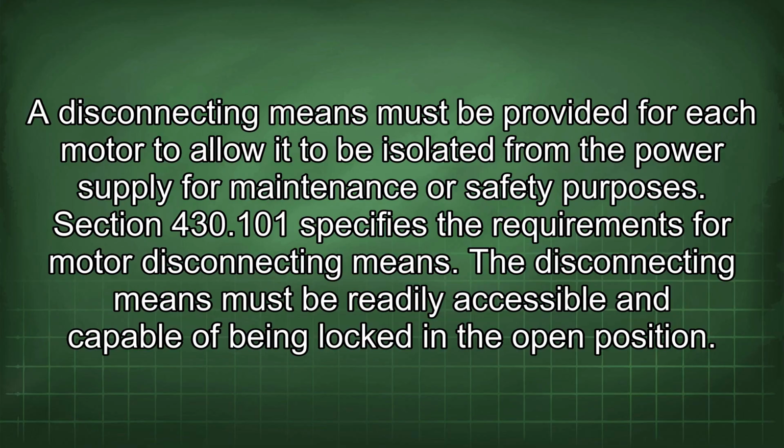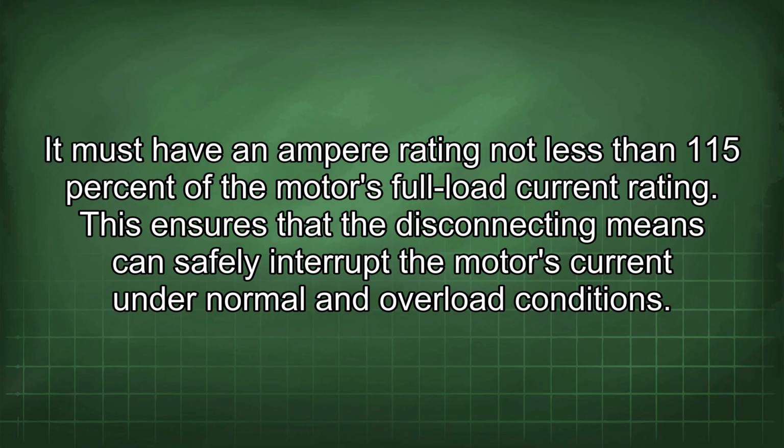430.101 specifies the requirements for motor disconnecting means. The disconnecting means must be readily accessible and capable of being locked in the open position. It must have an ampere rating not less than 115% of the motor's full load current rating. This ensures that the disconnecting means can safely interrupt the motor's current under normal and overload conditions.